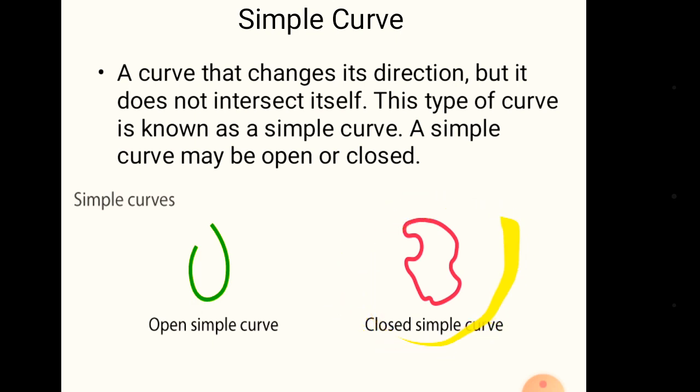Now why are they simple? Because here there is no overlapping or intersection. So as the definition says, it does not intersect itself. So these are the examples of simple curves. The first one is an open curve and the second one is a closed curve.